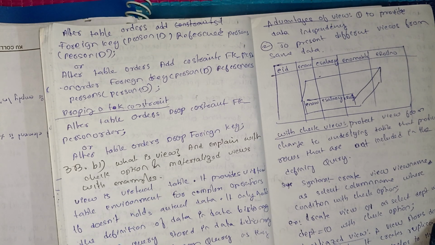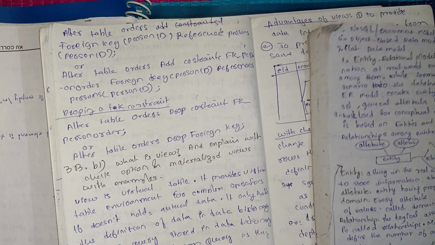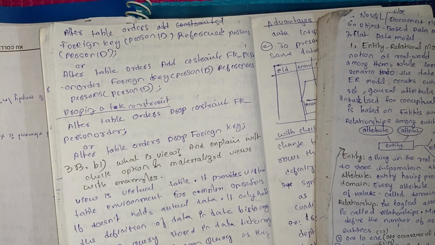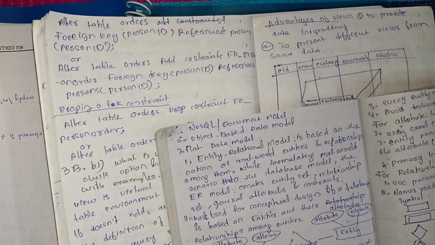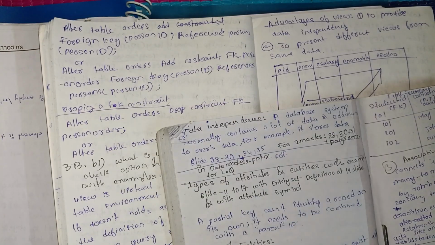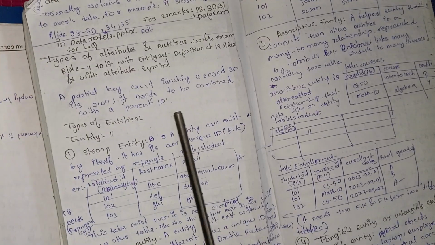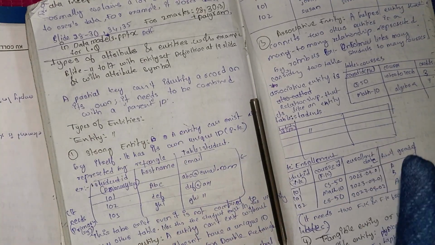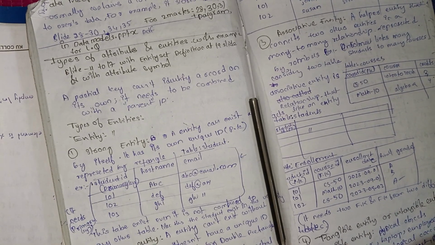Next we have entities. So entities we already know. An entity is a real world thing about which we want to give information. And then we have four types of entities. Okay, first is strong entity, weak entity, associative entity, and tangible and intangible entity.